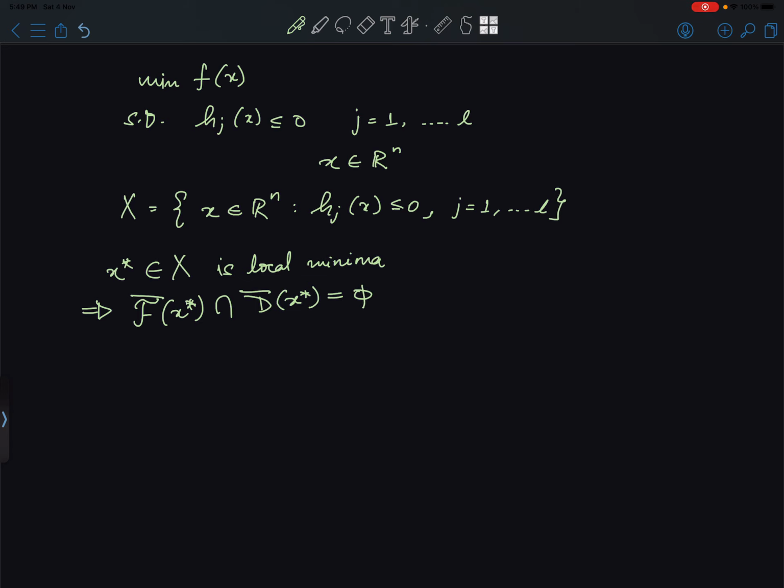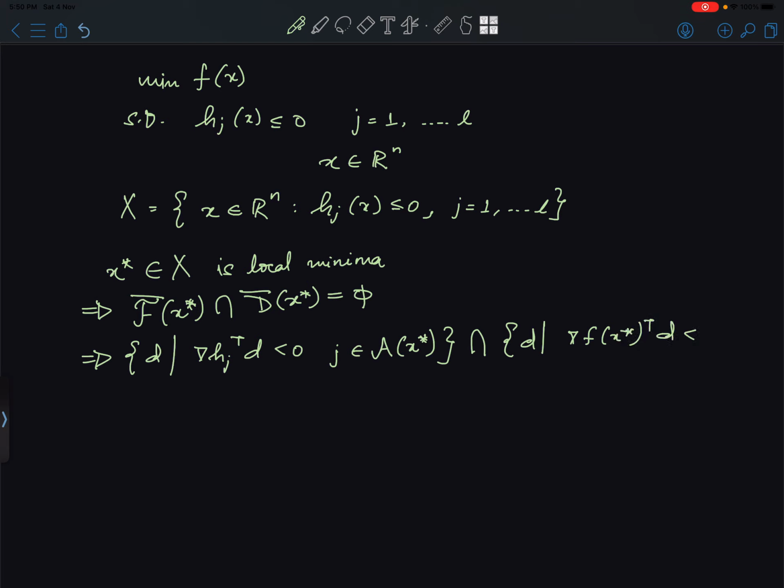So the intersection of these two sets is a null set, which basically implies that my set of all d vectors such that gradient of h_j transpose d is strictly less than 0 for all j which belongs to the active set of x star, and the intersection of the descent directions, which is the set of vectors such that gradient of f(x star) transpose d is less than 0, is a null set.